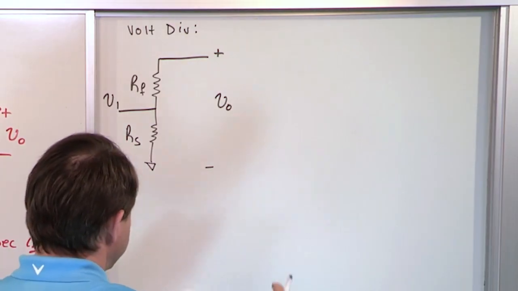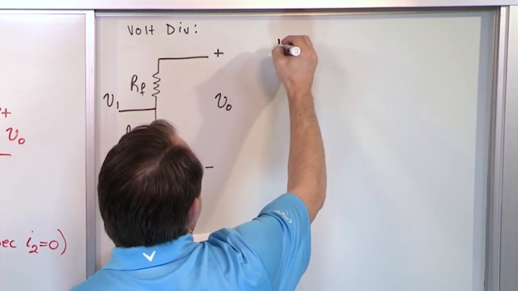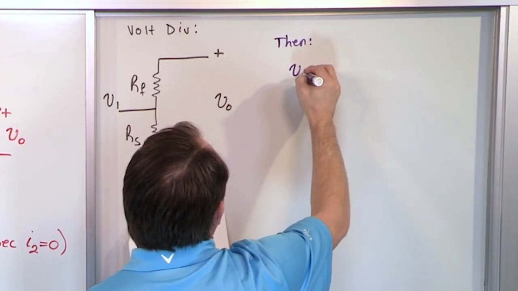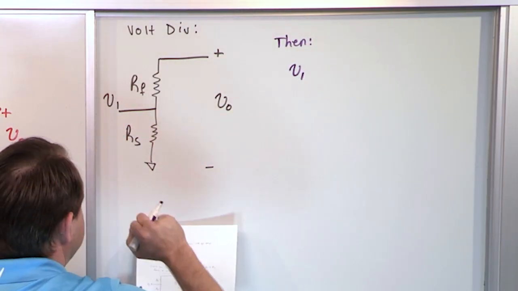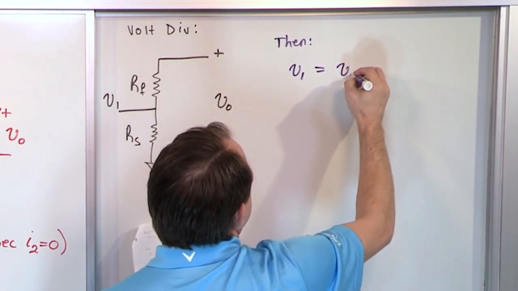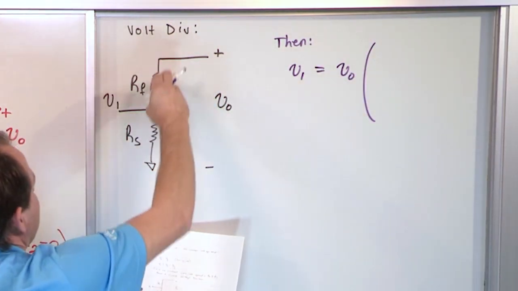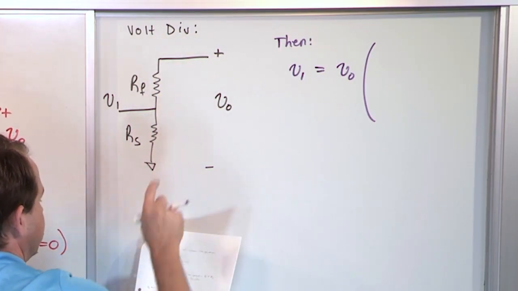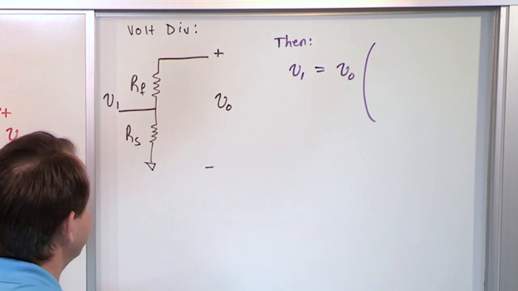So what we can do is we can say the following is true. V sub 1, just looking at this diagram as it is, is going to be equal to this voltage drop, V0, times what? Well, it's a voltage divider. It's this RF over the sum of them, right? Or actually, I have it wrong.